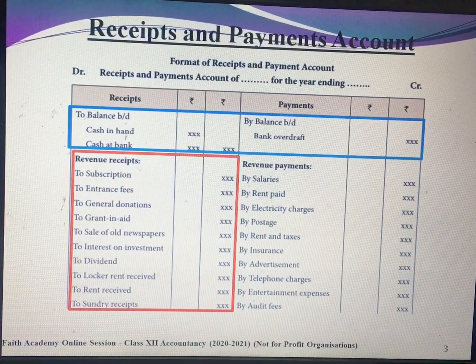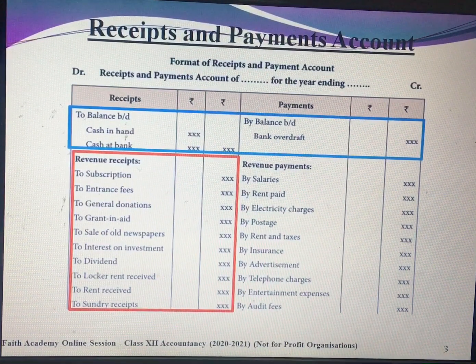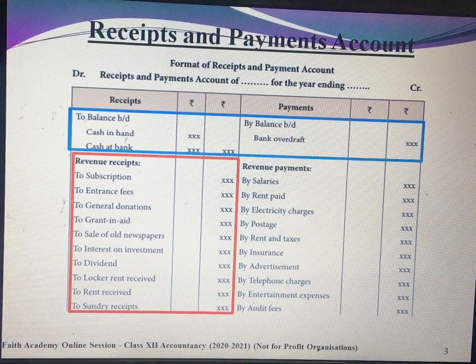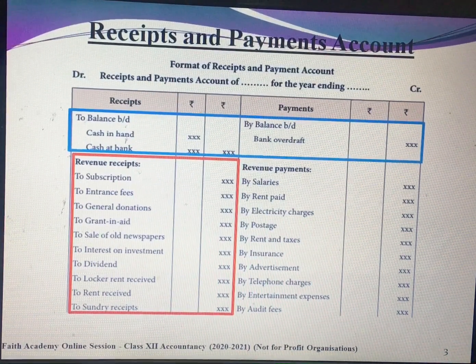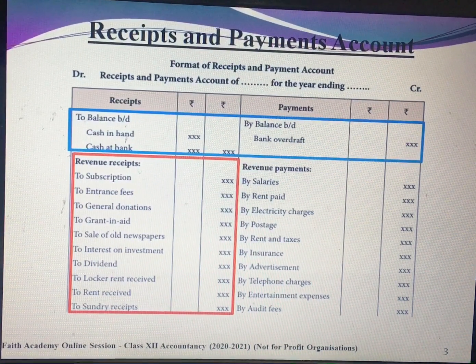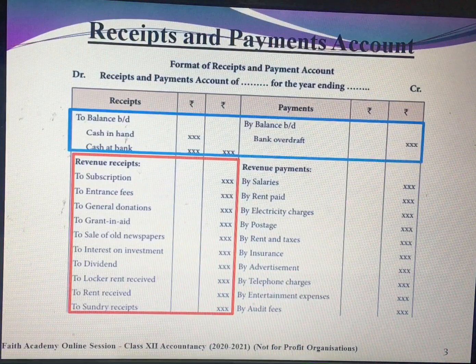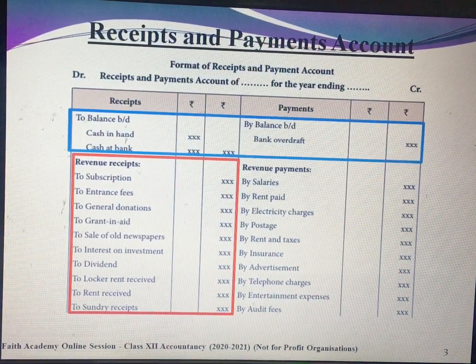When we open this account, the opening is done by the opening balance of cash and bank of that organization. If the bank is having a credit balance, then it will be by balance brought down, bank overdraft, since it's a credit balance of the bank, right?